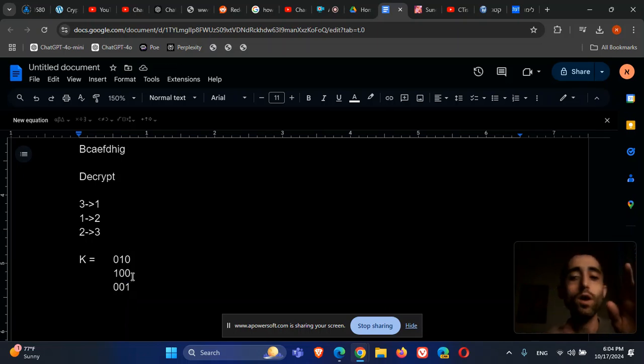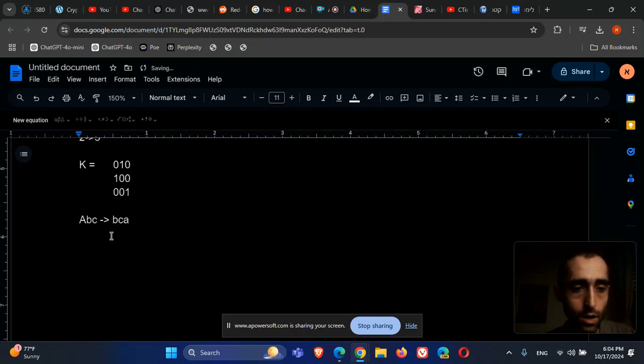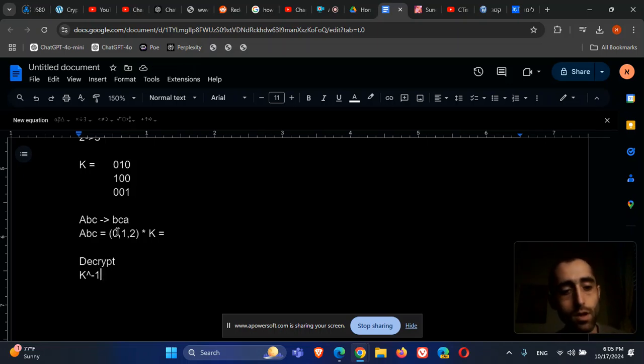So this is good. Now when I take a triplet and use it as a vector, for example ABC, I can look at it as a vector of numbers, 0, 1, 2. Now I can multiply it by K and get a permutation. Of course, to decrypt it, I should use K to the power of minus 1, so we'll just need to invert this matrix. And this is how I will decrypt the data.